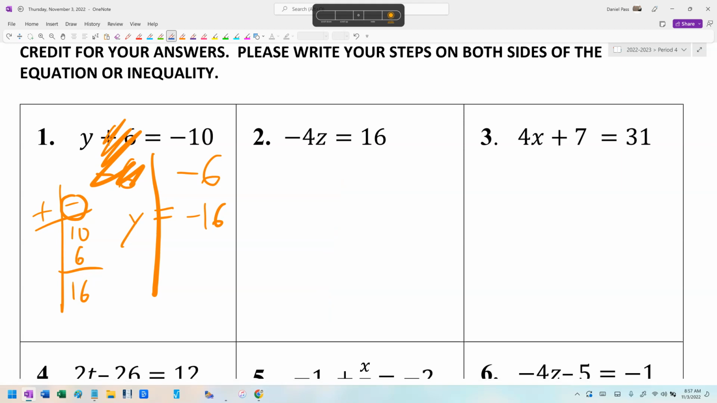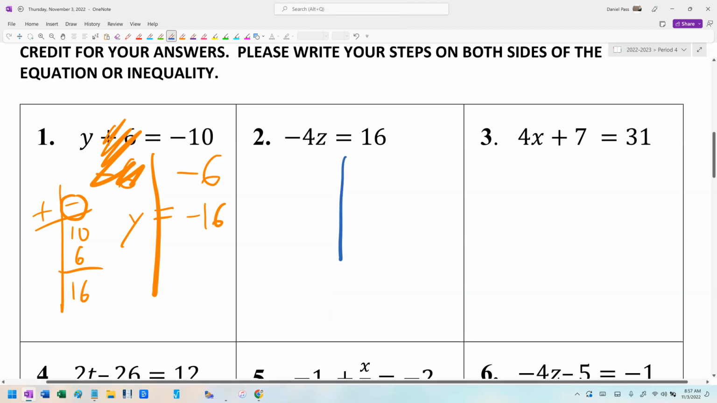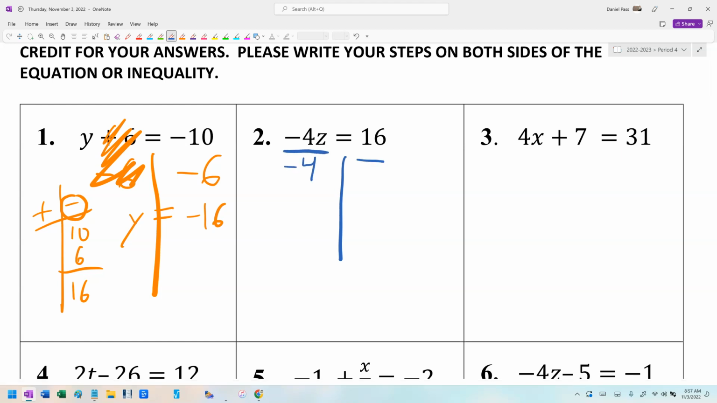First you're going to want to do the inverse operation, which is division. This is multiplication, so we do division. And if you do it on one side, you do it on the other side. So you cross out the negative 4z divided by 4. And you divide 16 by negative 4, which is negative 4, because we use Dorito Man for division. Excellent.